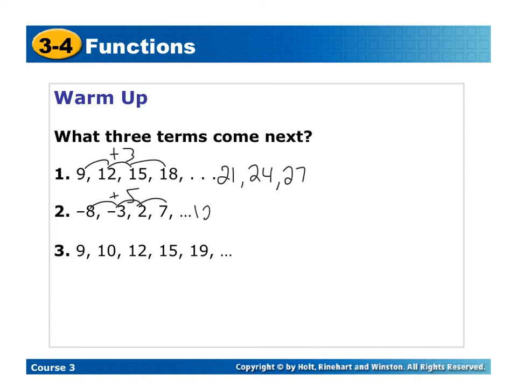So we'd have 12, 17, and then 22. The third one is a little bit trickier. It goes up by 1, then by 2, then by 3, then by 4. So our next one would be plus 5, which would be 24, then plus 6, which would be 30, and then plus 7, which would be 37.